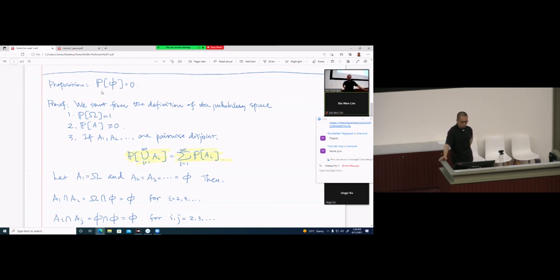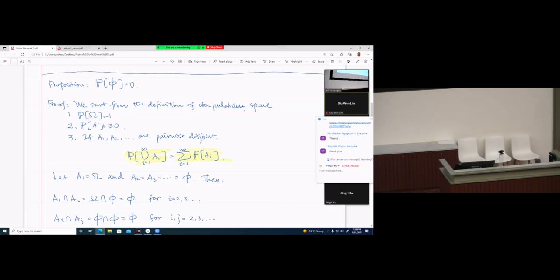So let's see how to prove this. We wish to show that the probability of the empty set must be equal to 0. To prove things, first we need to check what we have. What are our materials for the proof? So far, the only thing we have is the definition of probability space. That's the only rigorous thing we have, so we must prove this from the definition of probability space. Let's recall: for P to be a probability, it must satisfy three conditions. The first condition is that the probability of the sample space is equal to 1.